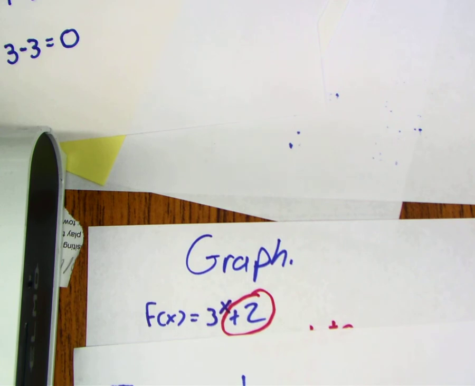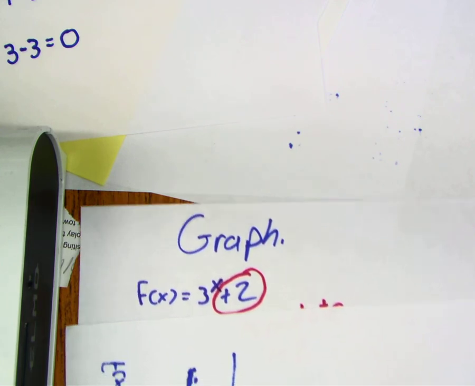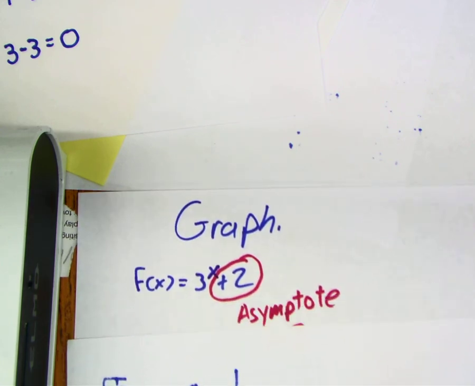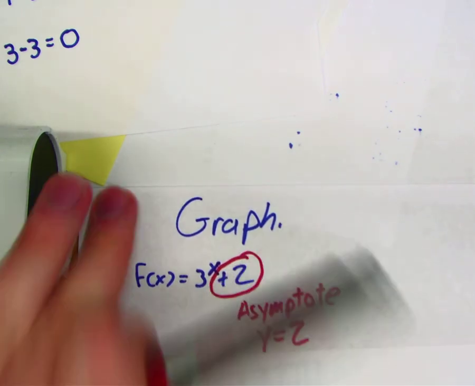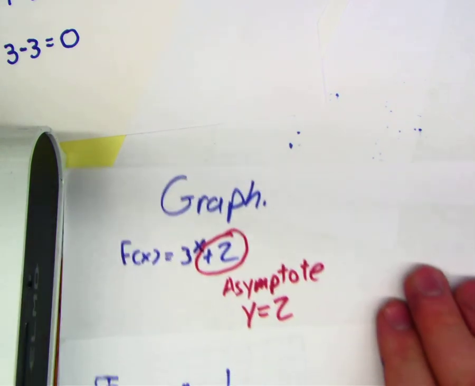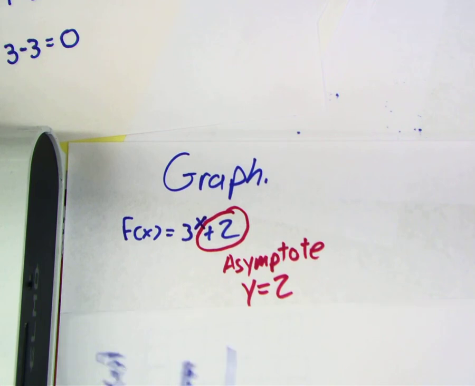You might be saying, well, I'm willing to bet I know why he circled that 2. That is our asymptote. Remember, we write them as y equals. So we have y equals 2.